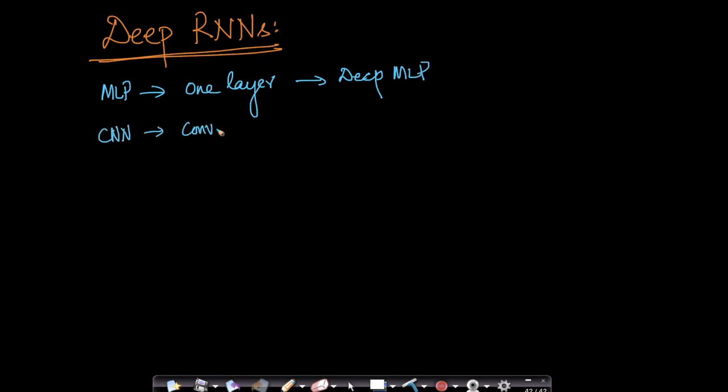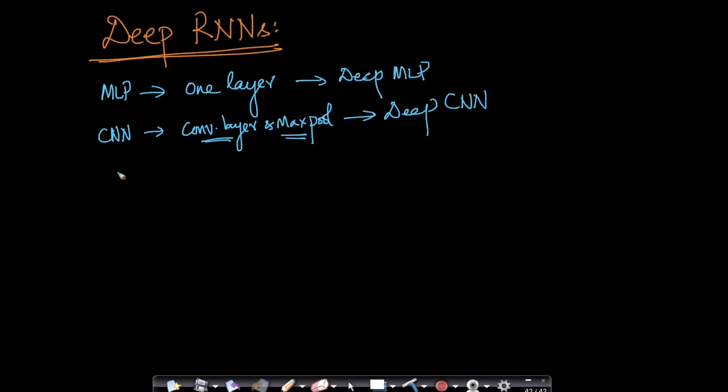So if you recall, in MLPs, we first learned how to build one layer of MLPs, and then we extended it to deep MLPs, right? Similarly, in convolutional neural networks, we learned how to build a convolutional layer and a max pooling layer. And then we extended it by just layering one convolution and max pooling after the other, and we built deep CNNs.